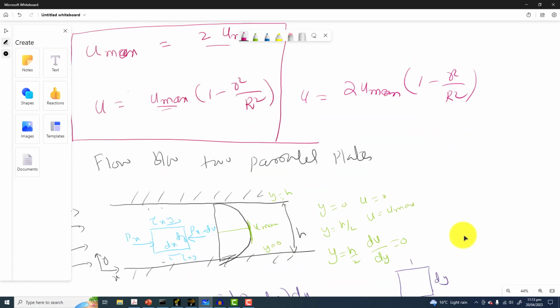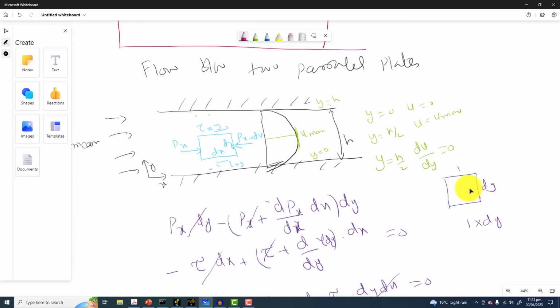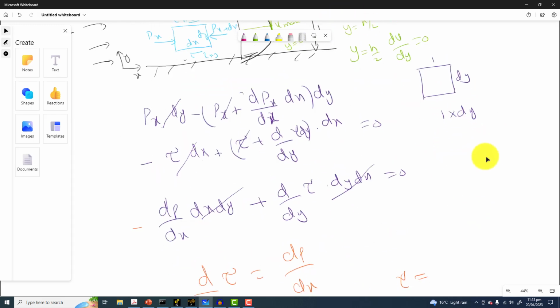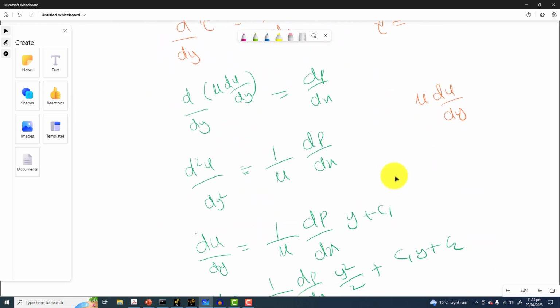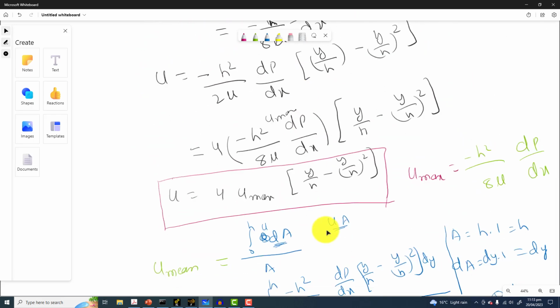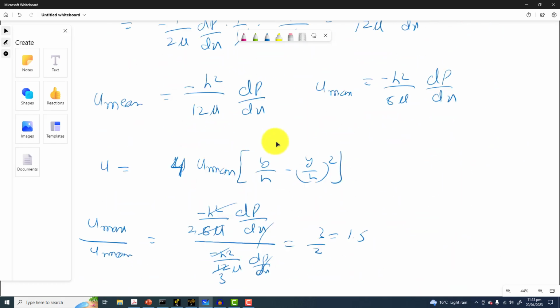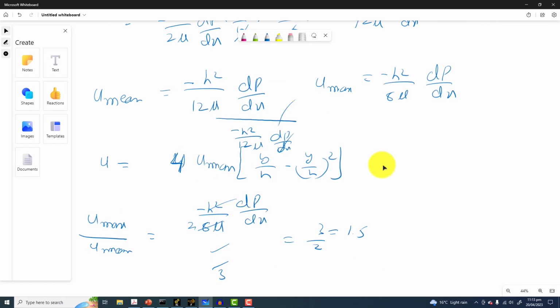Okay, so in this video basically we learned how to find out the velocity profile for the flow between two parallel plates, and we set the coordinate system such that the bottom plate is at y is equal to 0 and top plate is at y is equal to h, and at the center plane we have the velocity maximum, at y is equal to h by 2. So now this is the whole step for derivation, and finally we achieved the velocity profile in terms of the u mean.